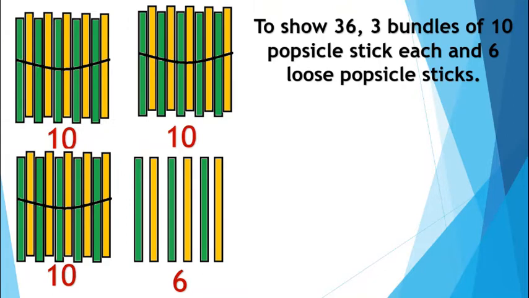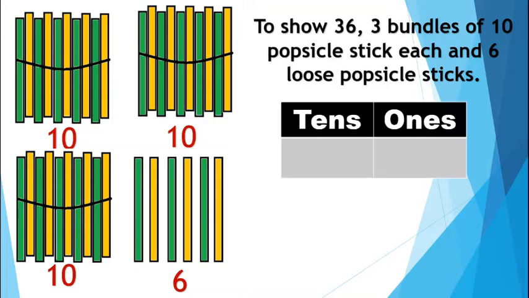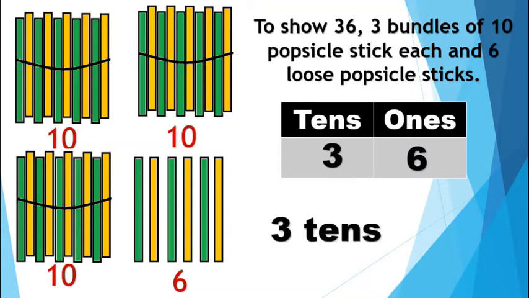To show 36, we can say 3 bundles of 10 popsicles each and 6 loose popsicle sticks. So if we put our 3 bundles of 10 popsicle sticks and 6 loose popsicles in our place value table, 3 would be in your tens and your ones would be 6. So we have 3 tens and 6 ones.